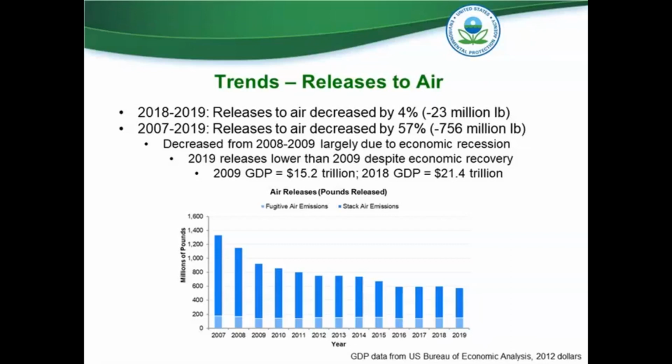And just to demonstrate one statistic that gets at that point, the 2009 US GDP was $15.2 trillion, whereas the 2018 GDP was $21.4 trillion. And so this speaks to that overarching statement that I mentioned earlier about how TRI data can help to demonstrate that improvements in environmental performance and economic activity can coexist.